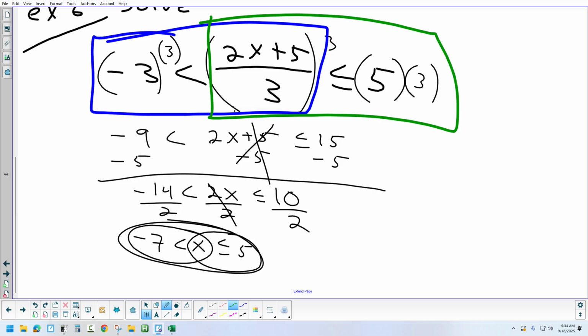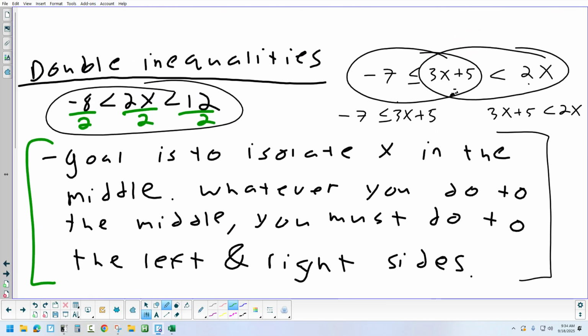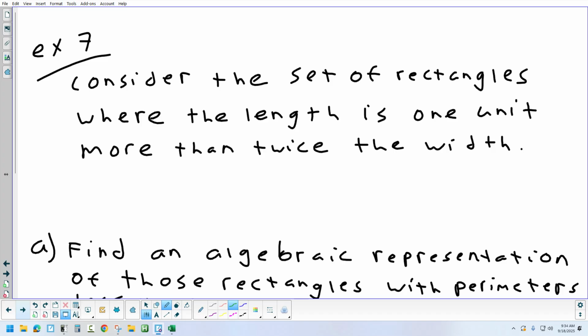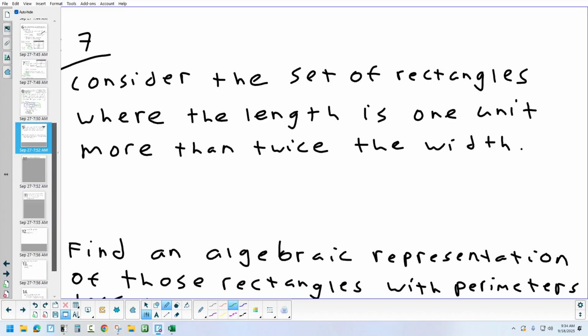Okay, so again, I would use that approach when you have variables in multiple spots. All right? It's going to make things, I think, a little easier. Okay, any question on that? All right, so let's take a look. Let me see what we have.